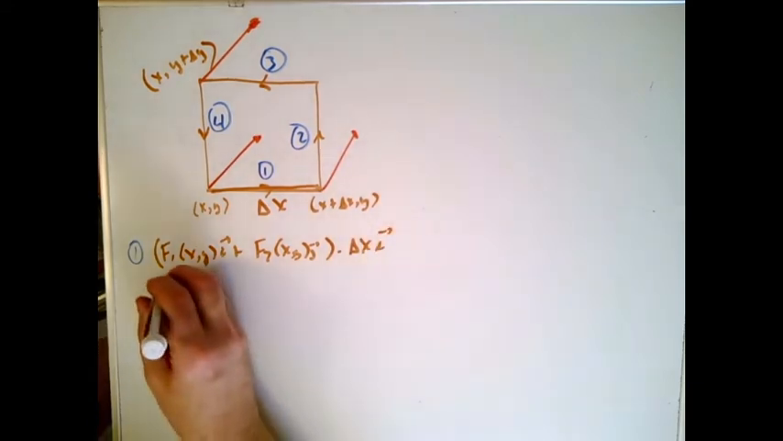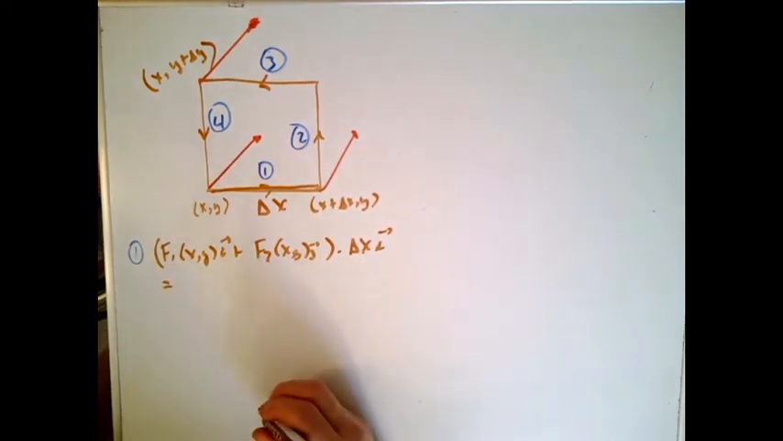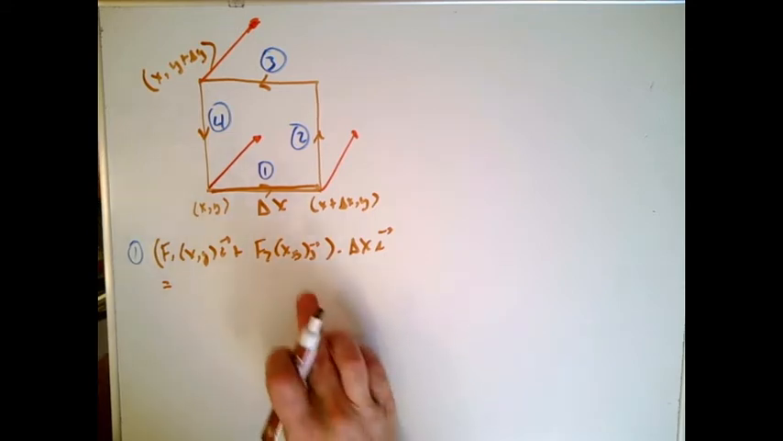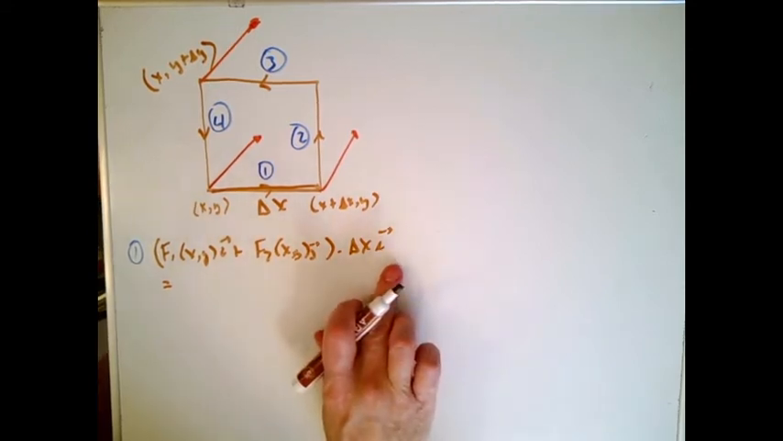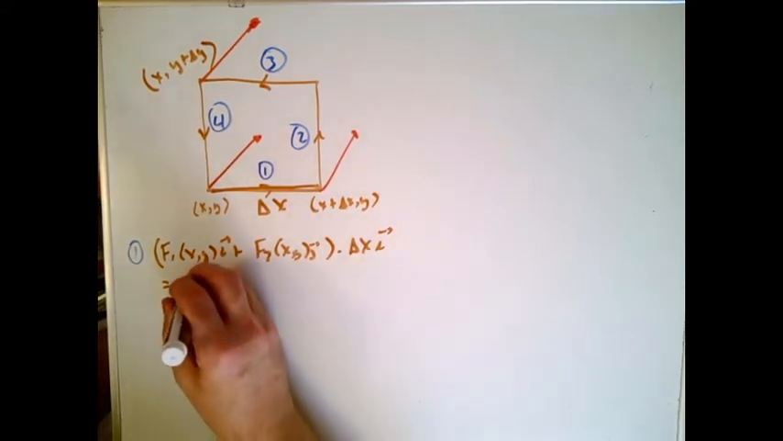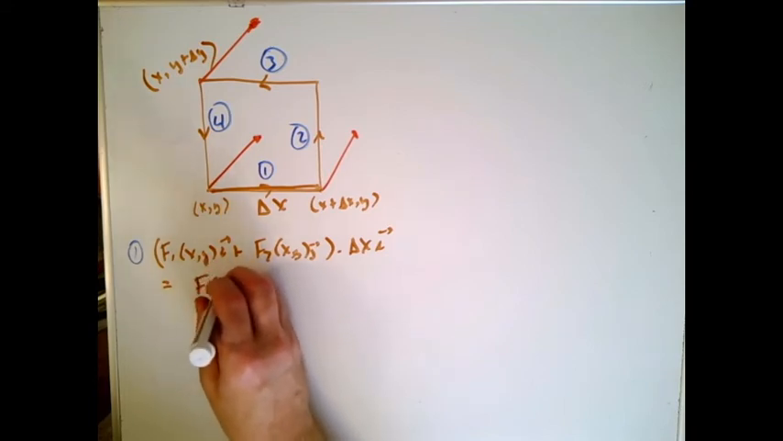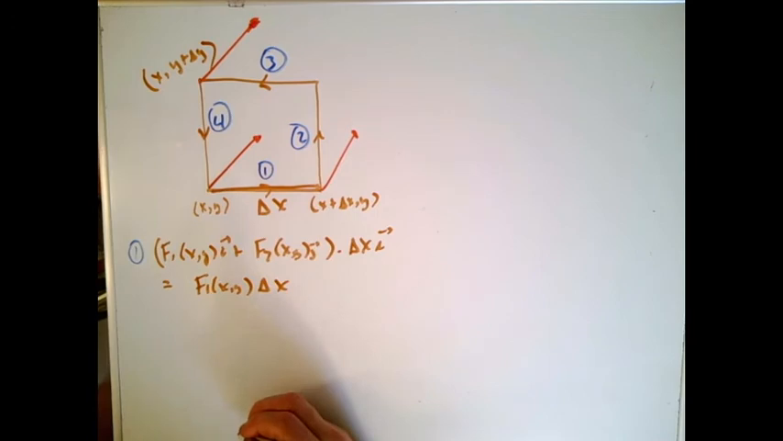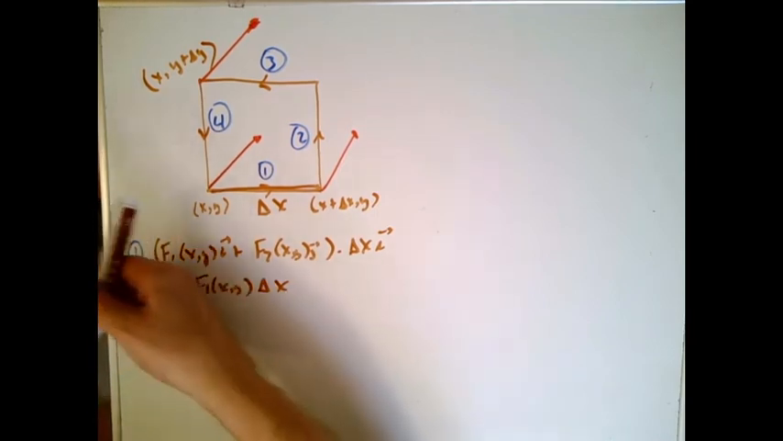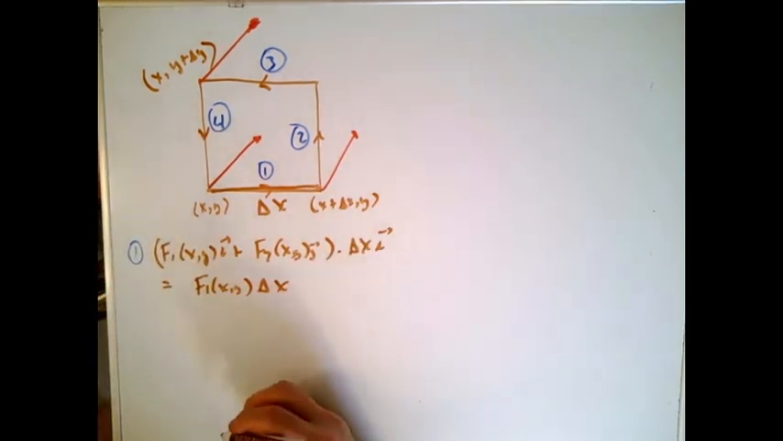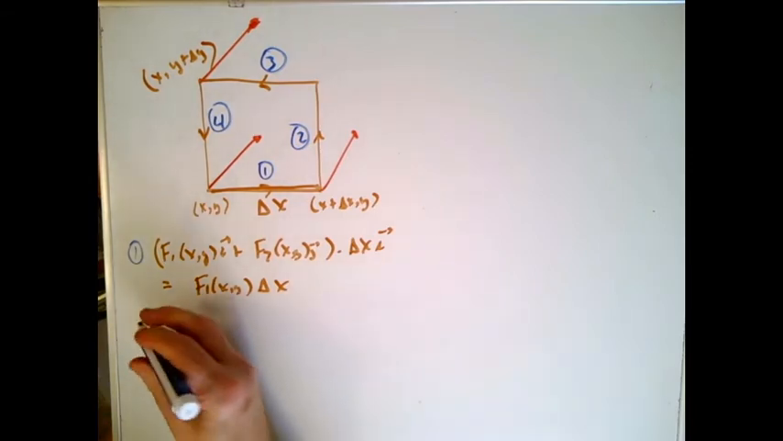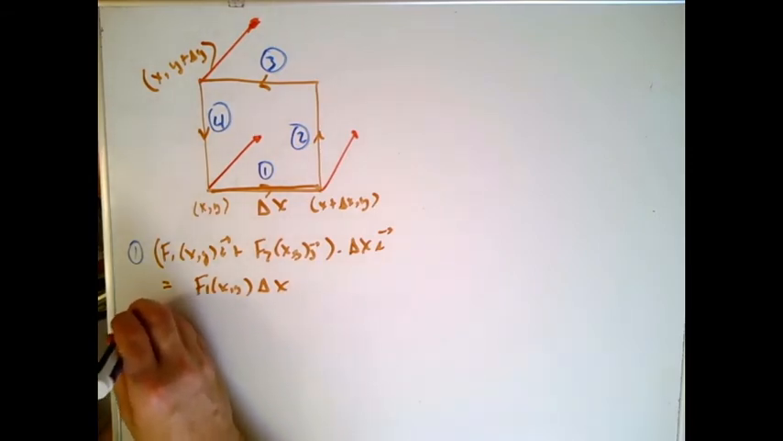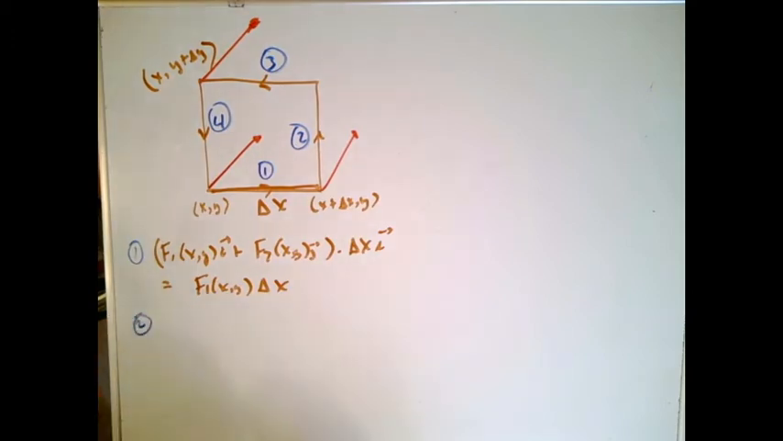And so the work done by that red arrow pushing something along the bottom, remember j dot i is 0, so all we're left with is f1 xy delta x. And that's going to be an estimate of the work done by our vector field pushing something along the bottom. And now I want to do pushing something along the right side. Well, let's find the work done along the right side.